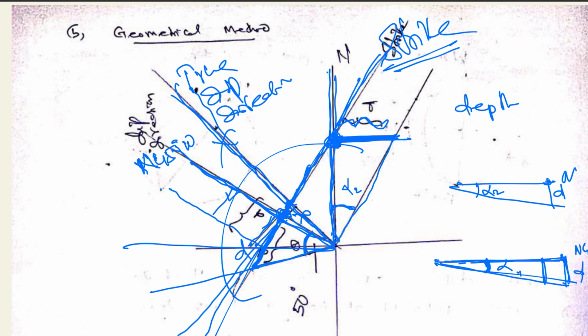Draw the spacing d in any direction, whether this direction or this direction, and join it. This angle will give you the theta, the true dip. Or on this side you can also draw d spacing, then join, this angle will be theta. So in this manner we can find out the true dip.